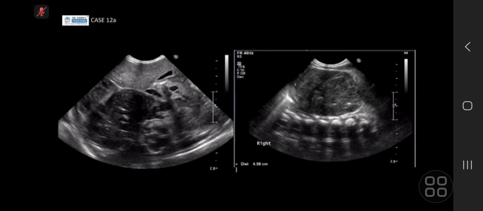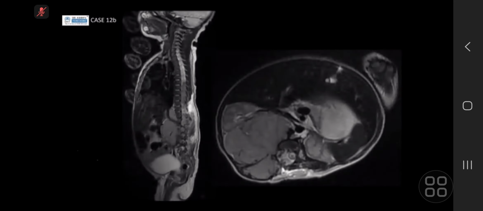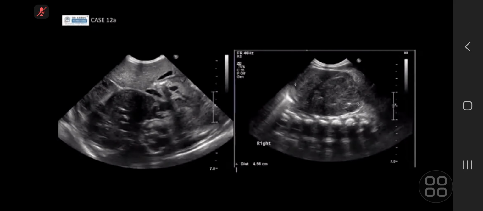Yeah. There are two images. So this is the ultrasound, and the next one I'll show you is the MRI. Okay, so I'll show you the next one. Okay, I'll go back to the ultrasound first. And this is a 7-day-old child.